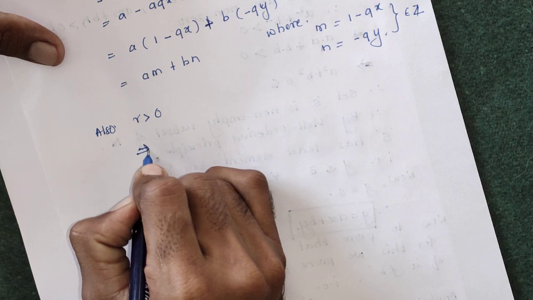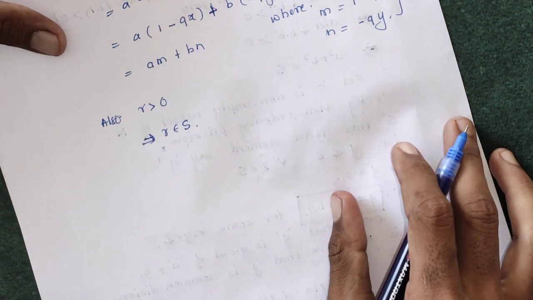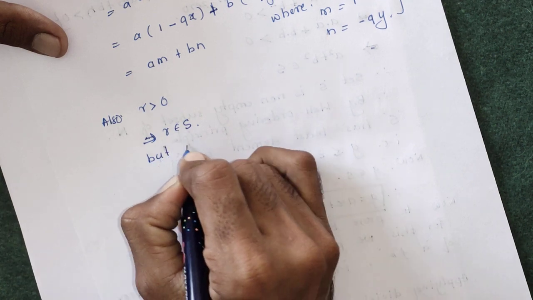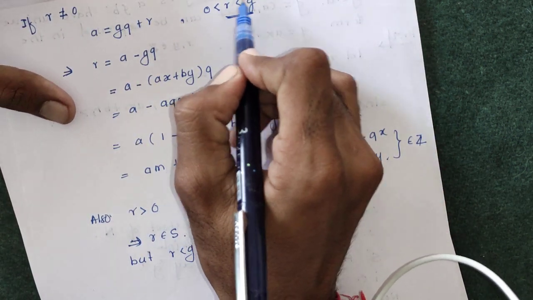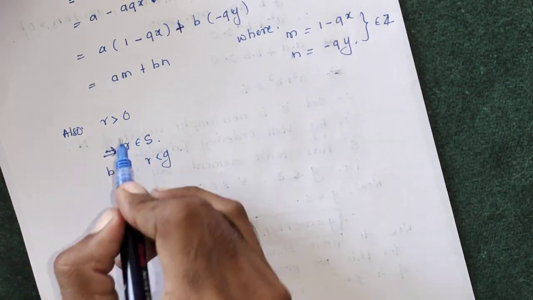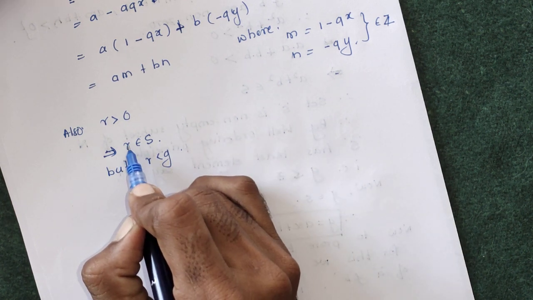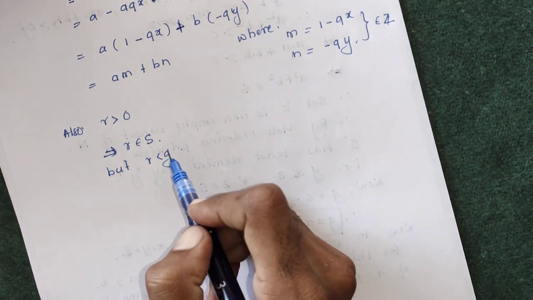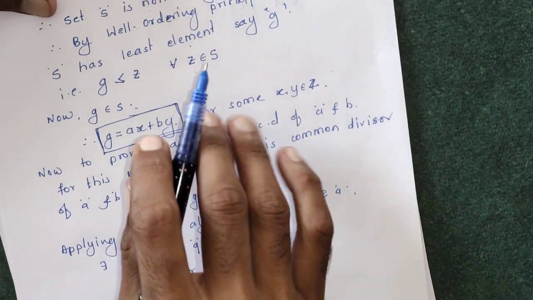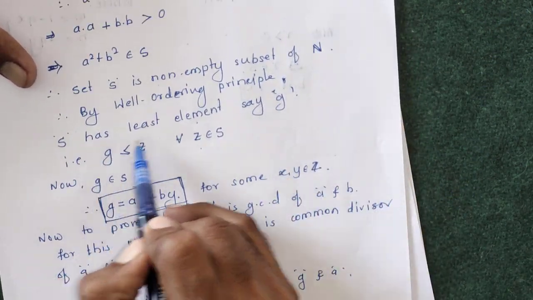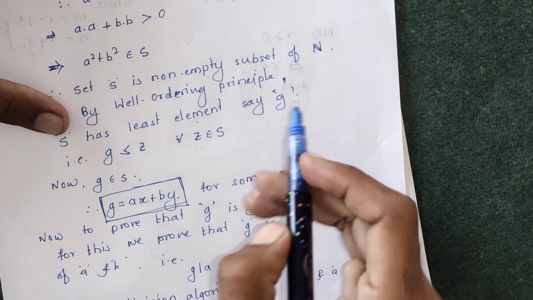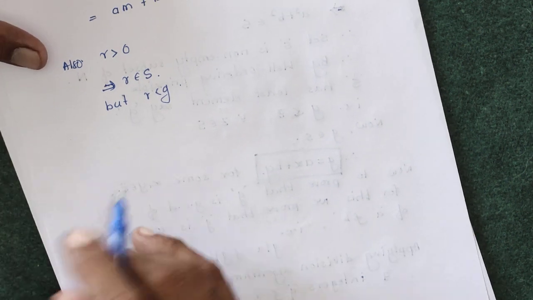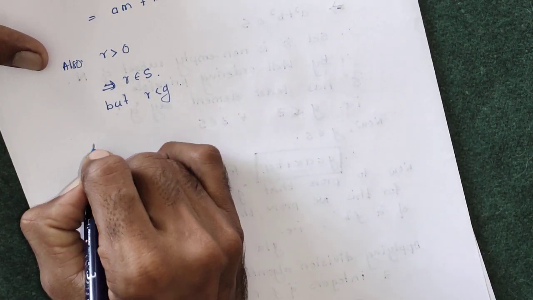This implies R belongs to set S, but R is less than G. So we get an element R of the set S which is less than G, but G is the least element of our set S. So R is less than G and R belongs to S is a contradiction to the least element of S.